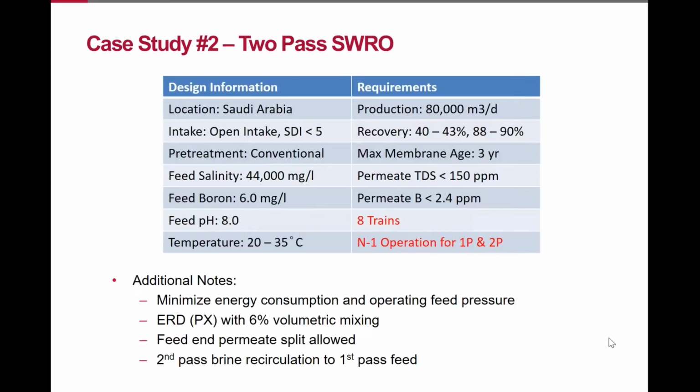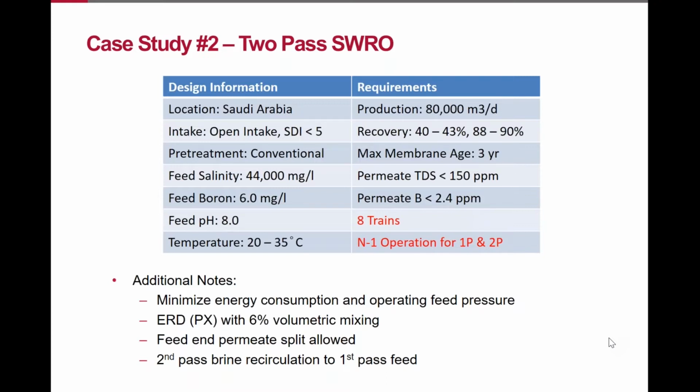So our second case study will be a two-pass seawater RO system. This one will be located in Saudi Arabia. It will be an open intake system with STI less than 5 and conventional pretreatment. Operating salinity will be 44,000 milligrams per liter, with feed boron of 6 milligrams per liter and a feed pH of 8.